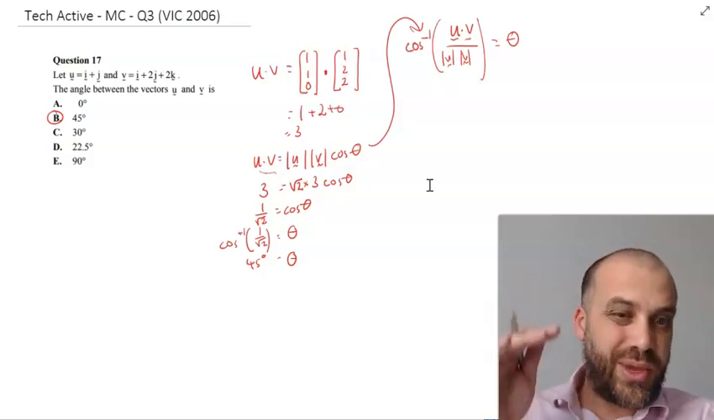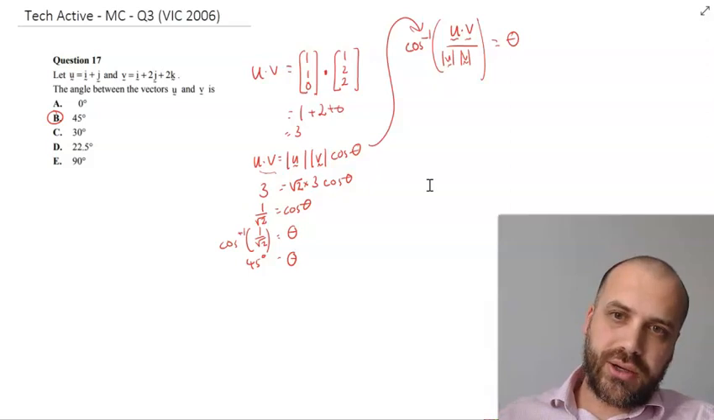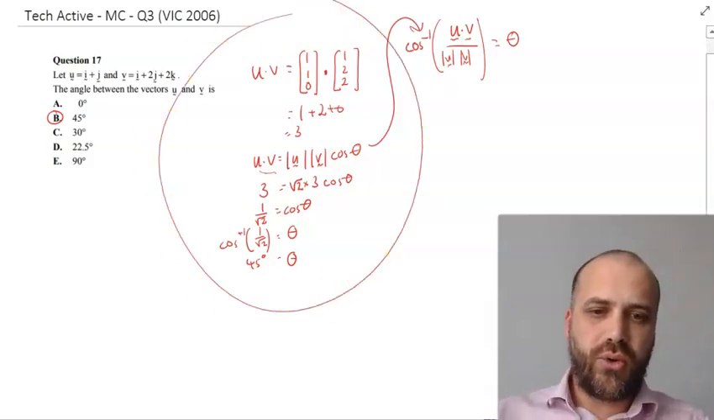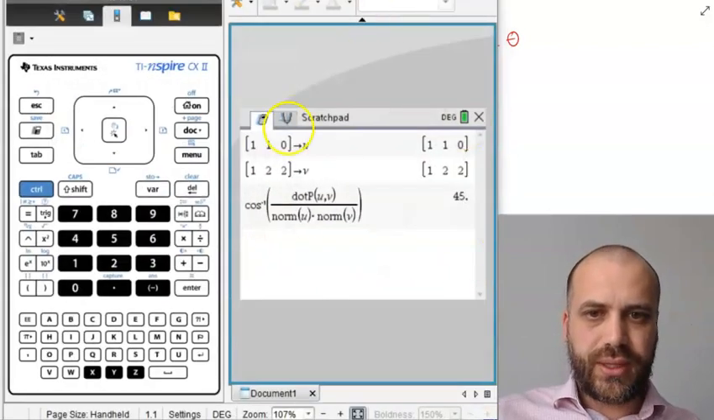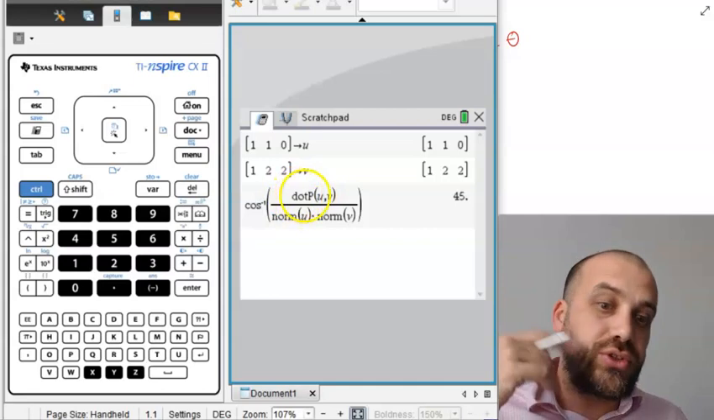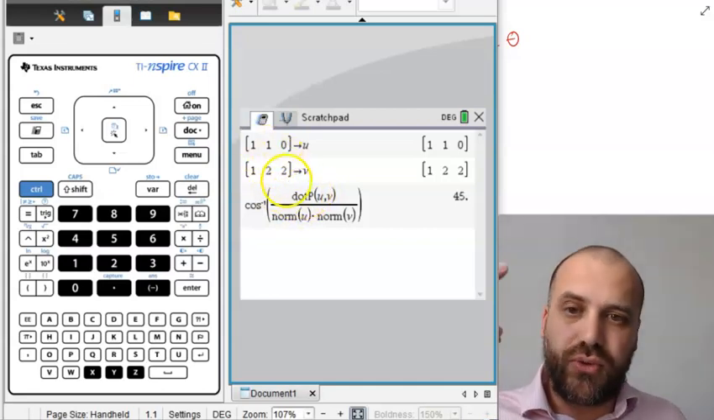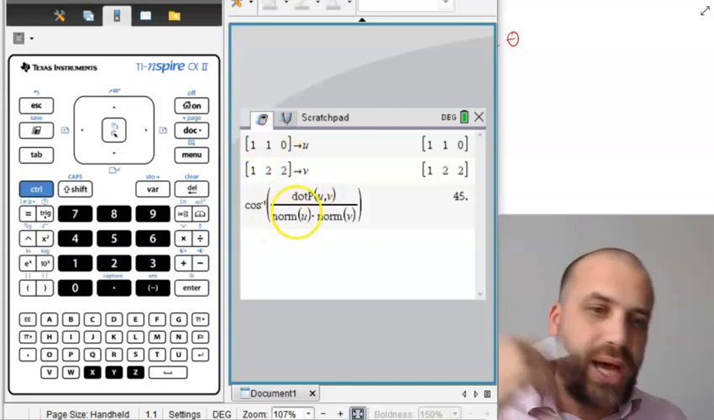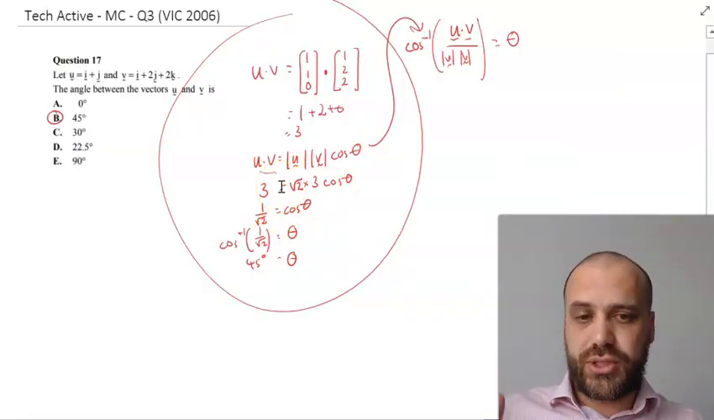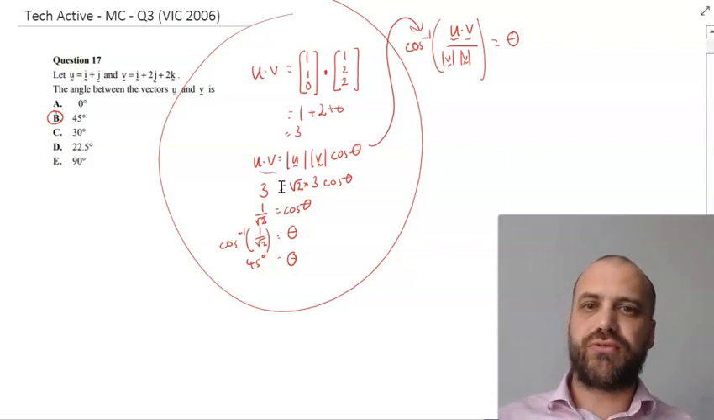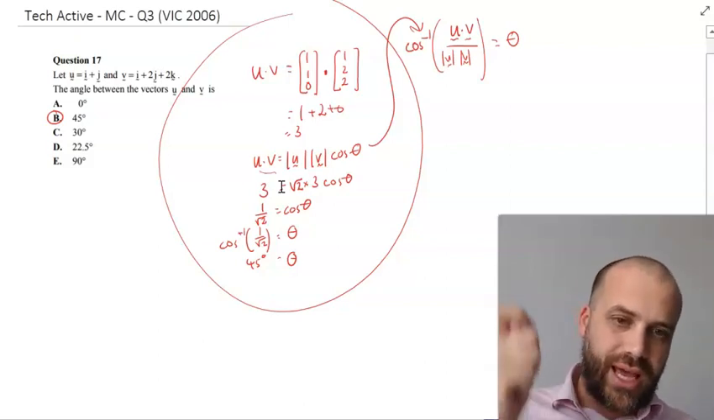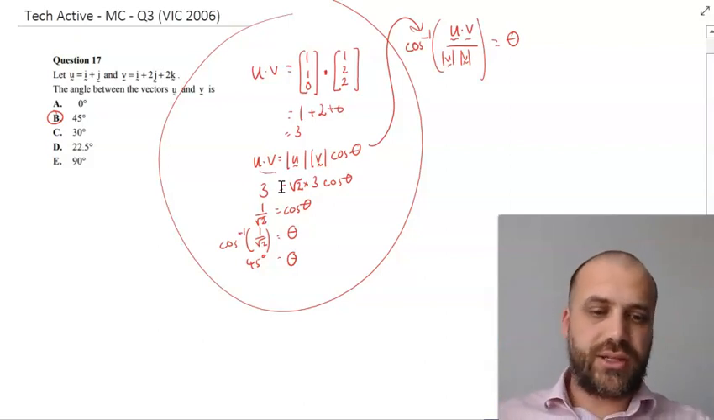I would suggest that it depends on how good an operator you are on your calculator as to whether you choose to do it this way or you choose to do it this way. But having these skills, like being able to do the dot product on your calculator, being able to store vectors on your calculator, being able to find the magnitudes of vectors on your calculator, will come in handy, not just for questions like these, but more complicated questions further down the road. So I encourage you to make sure that you've got your calculator at hand at all times, practicing those things.